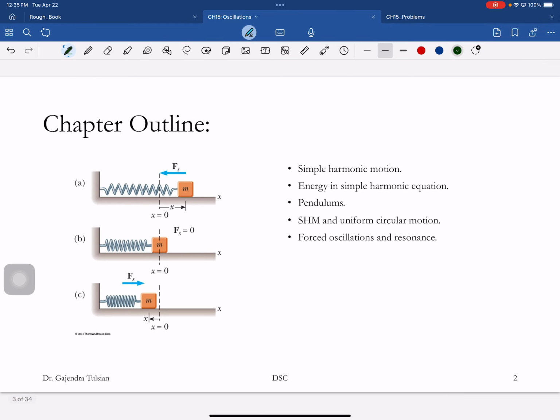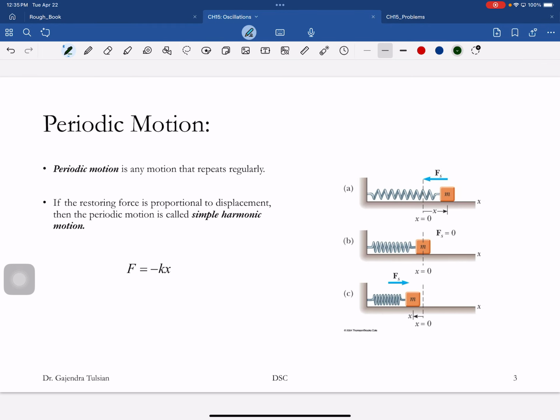Here's the deal. Here's the mass attached to the spring. There's the equilibrium position of the mass. Now if I pull the mass to the right, what will happen? What will the spring do? It'll pull back in this direction, trying to bring it back to the equilibrium position.